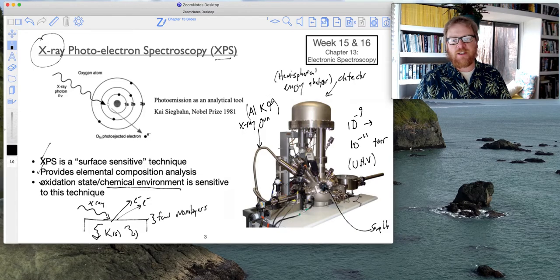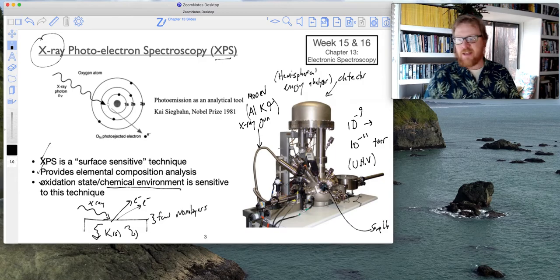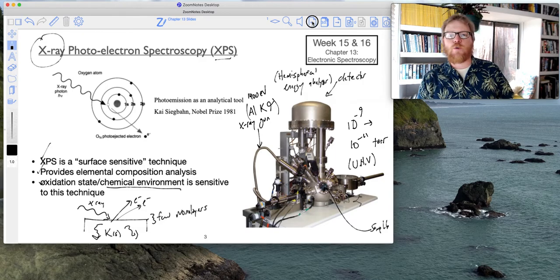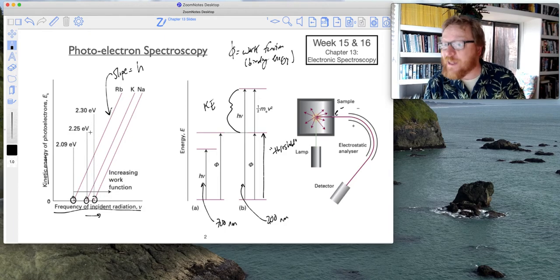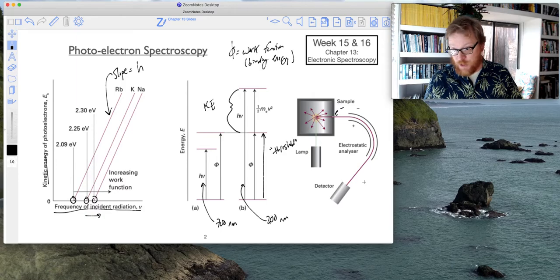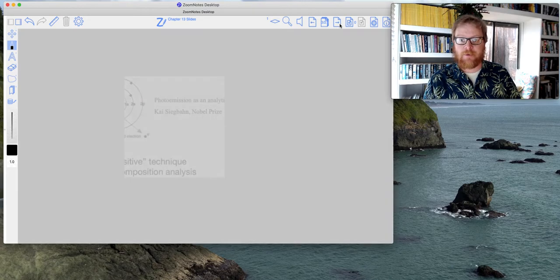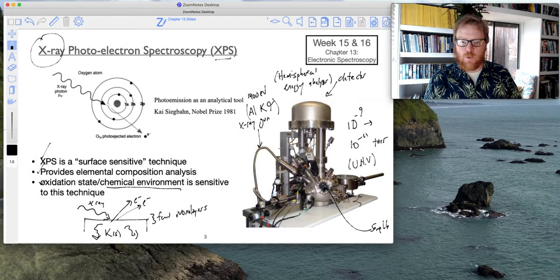So if you've seen this before, or if you've heard me say aluminum K alpha, that's an X-ray energy source, typically about 1,400 electron volts worth of energy. So that's a lot of energy. And as you saw from this previous slide, the binding energies of these elements are quite small. So those photoelectrons will come off with a huge amount of kinetic energy, all right? So let's see, what else can we talk about?